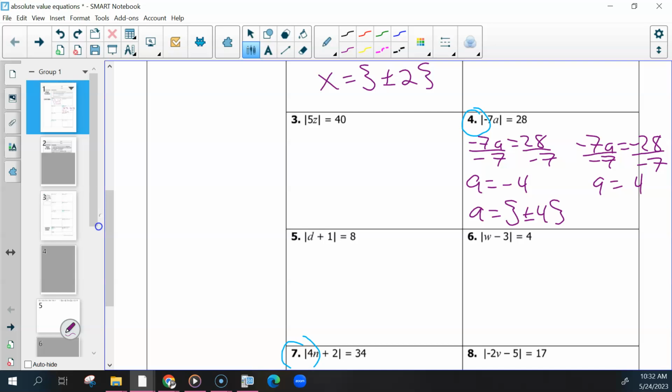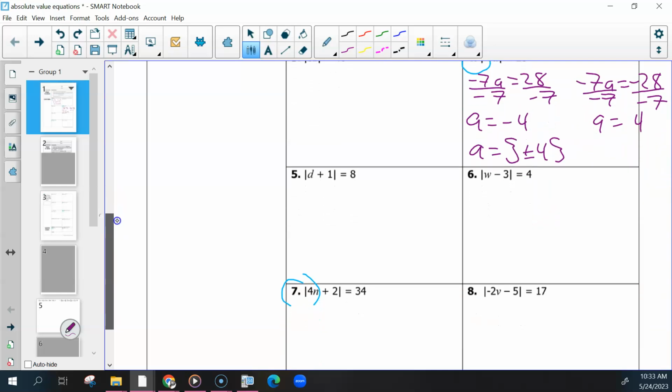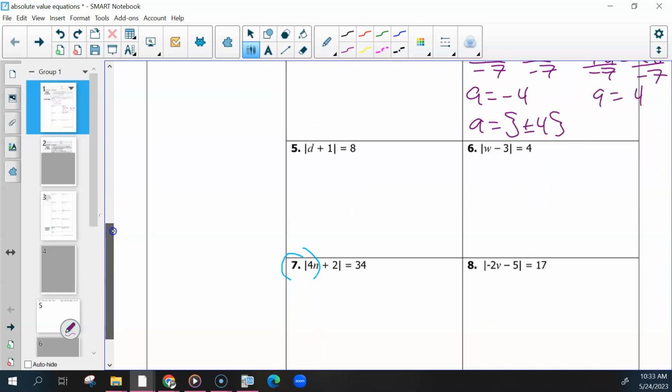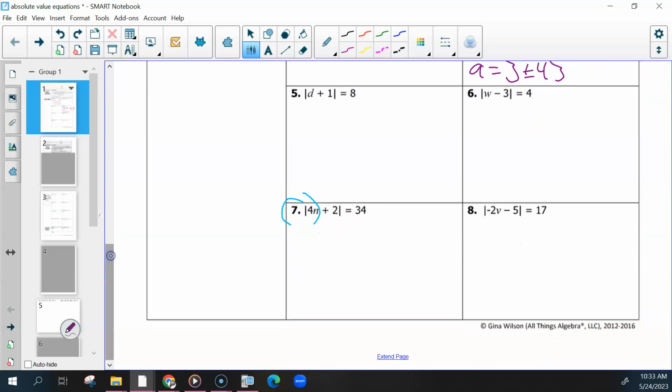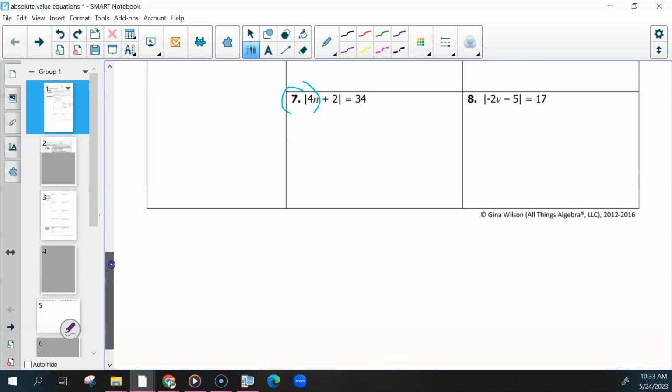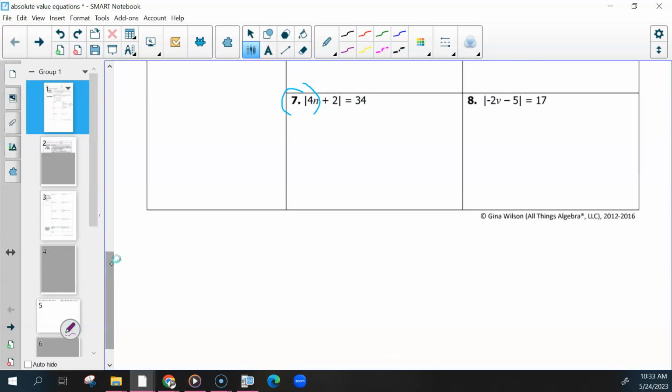Questions so far? We're going to skip down to number 7. Again, the absolute value bars are already isolated, so there's nothing we need to do there. Set the inside equal to positive 34 and negative 34. And solve both equations.